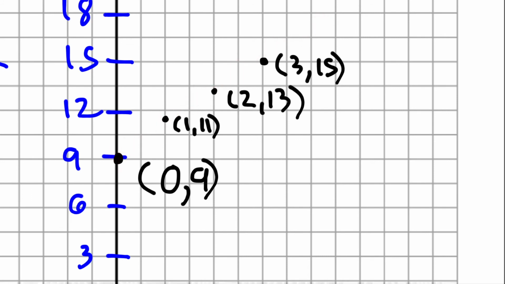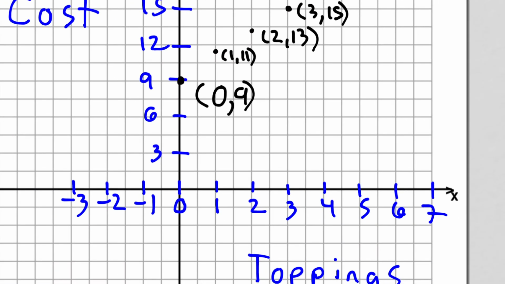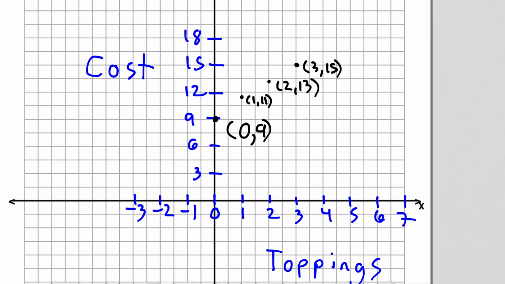Now, would I join these points? If you join them, you're saying there's data on every part of this graph. And I know you can order pizzas with half toppings and stuff, but typically you'd order full toppings. So I don't know if we would join those points. But we would say that this is the graph of y equals 2x plus 9. And this is a linear relation.